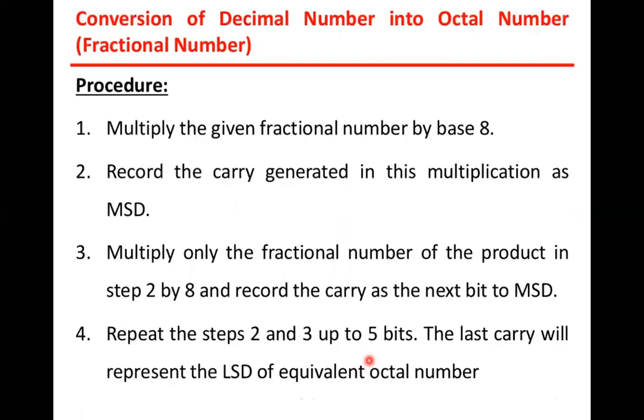If you have a fractional number, the same decimal number into an octal number, then the same way, last time we multiplied by 2, here we will be multiplying by 8. So multiply the given fractional number by base 8, record the carry generated in this multiplication as the most significant digit, multiply only the fractional part of the product in step 2 by 8 and record the carry as the next digit after the MSD. Repeat steps 2 and 3 up to 5 digits. The last carry will represent the least significant digit of the equivalent octal number.